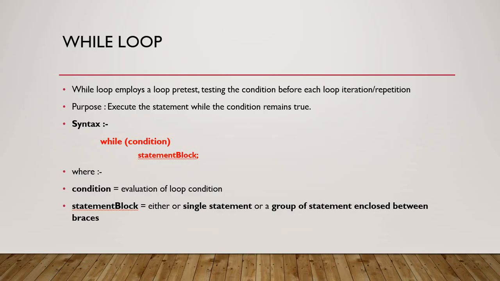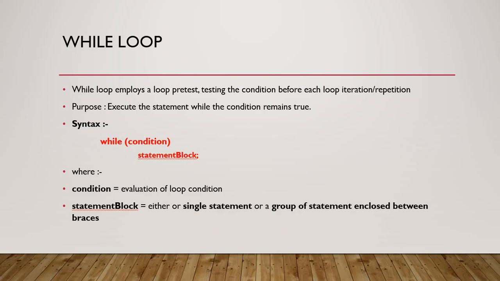Next we move to the second type of repetition control structure. Previously we saw the for loop, which has an initial value, a condition, and an update statement. The while loop employs a loop pretest, testing the condition before each iteration or repetition. The purpose is to execute the statement while the condition remains true, so the basic concept is still the same.